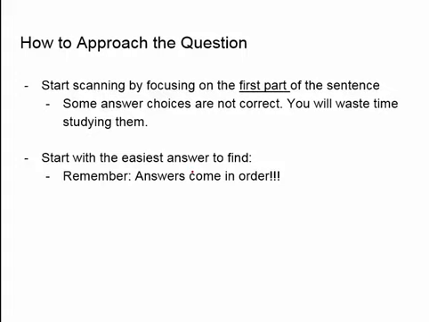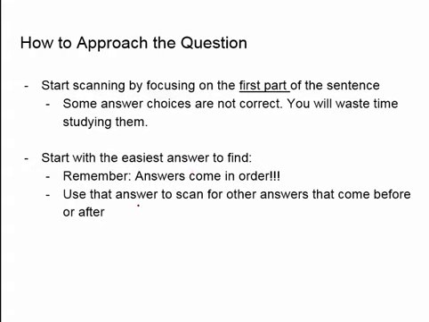In other words, if question number 3 is easy for you to find, you know that the answers for numbers 1 and 2 will come before that answer in the text. That will help you to scan more efficiently. So you can use that answer to scan for other answers that come before or after. If possible, eliminate some choices. As we mentioned before, sometimes you can mark a choice off and it just won't make sense because of the grammar.